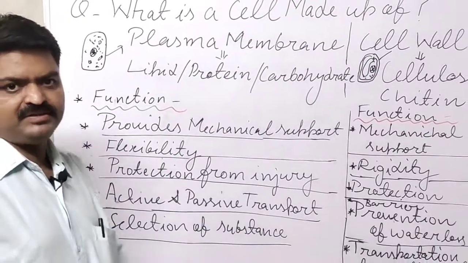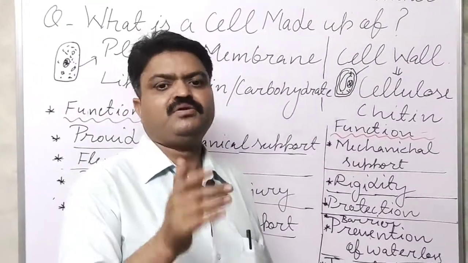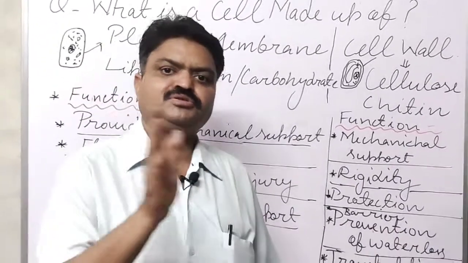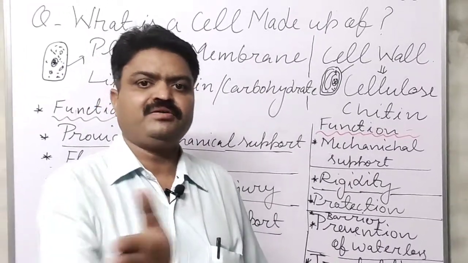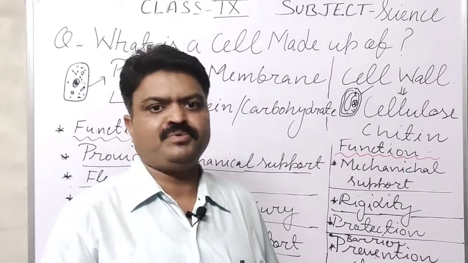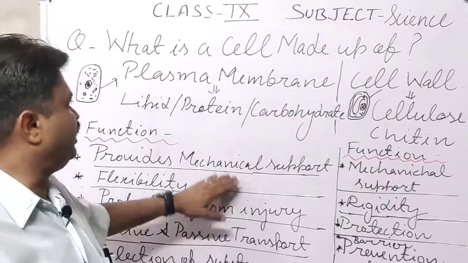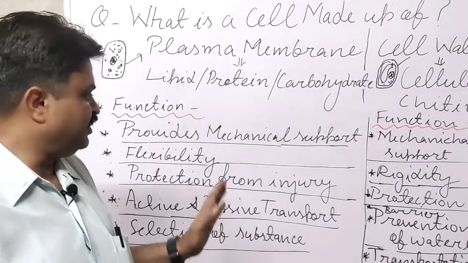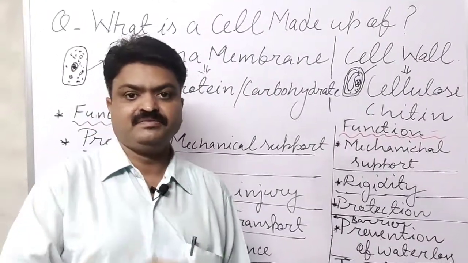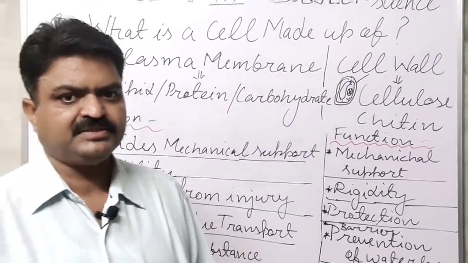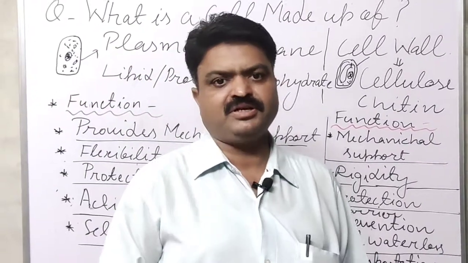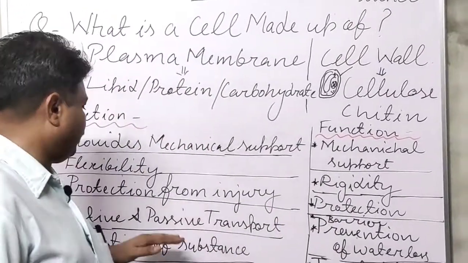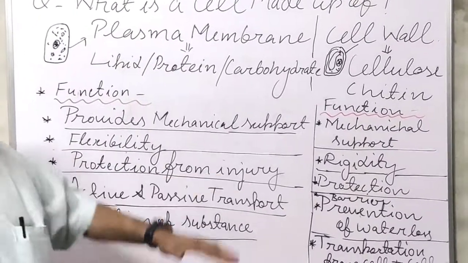In animals it helps in the motion. Means protozoal organisms can move from one place to another with the help of plasma membrane student, because it provides flexibility to the cell. With the help of that they can change their shape student, and by changing the shape the amoeba or other protozoa can move from one place to another. With this student, it also helps in active and passive transport.